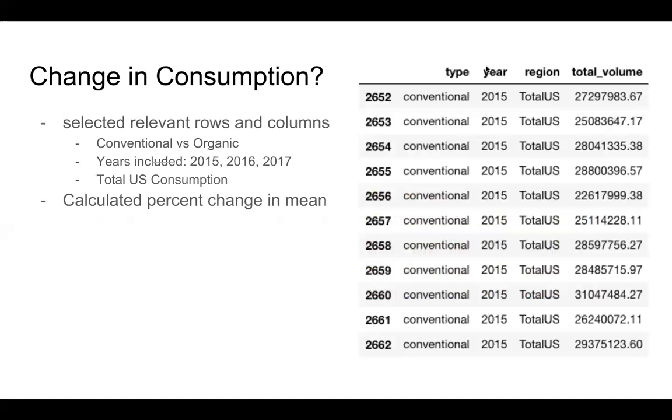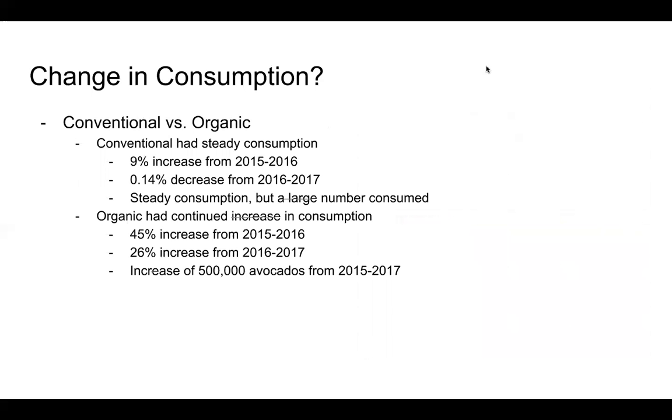When looking at a comparison between the conventional and organic avocados, looking at conventional with the means from the descriptive statistics, we see that over the course of a 3-year span, there has been no shift in the average of conventional avocados purchased by the consumers. The percentage change from 2015 to 2016 was just 9%, while the percentage change from 2016 to 2017 was just over 0.1%.